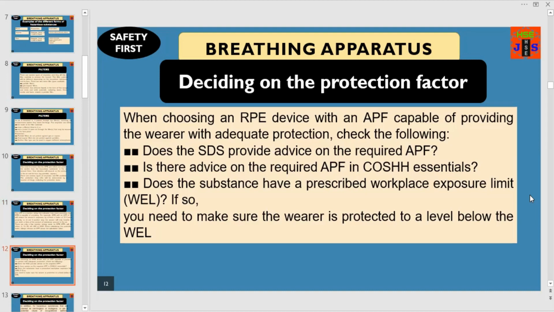SDS means safety data sheet. Is there advice on the required assigned protection factor in cost essentials? Does the substance have a prescribed workplace exposure limit? If so, you need to make sure the wearer is protected to a level below the workplace exposure limit.